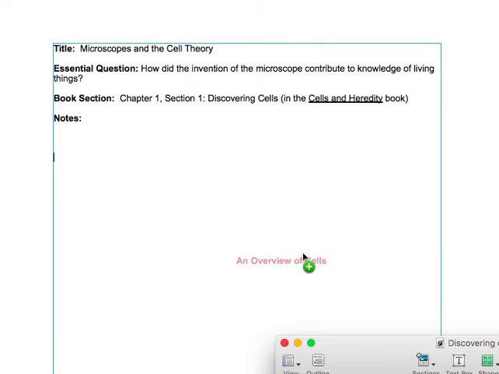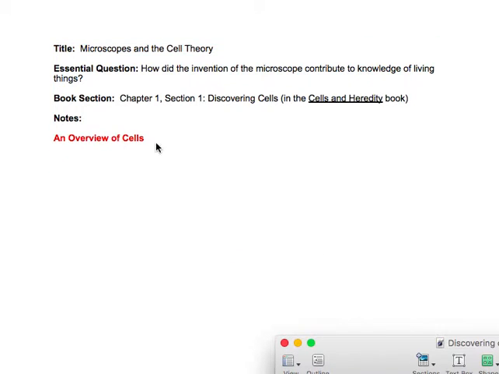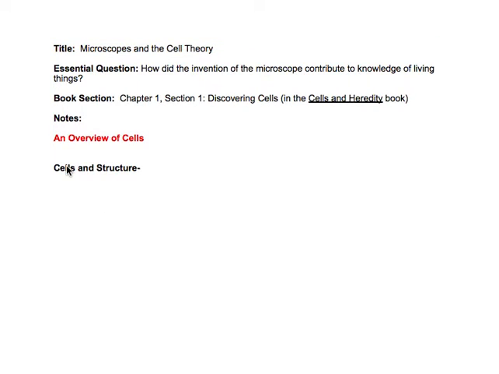So the first part of our notes is going to be about an overview of cells. And we're going to start with cells and structure. We did talk quite a bit about what structure meant at the very beginning of the year. We talked about the characteristics of living things and that all living things are composed of one or more tiny cells, and that the definition of a cell was the basic unit of structure and function in living things, which I've told you time and again that I hate that definition because I don't really understand what that means on the surface.